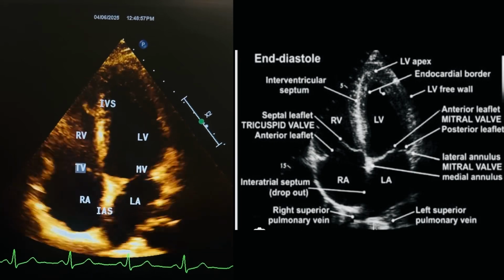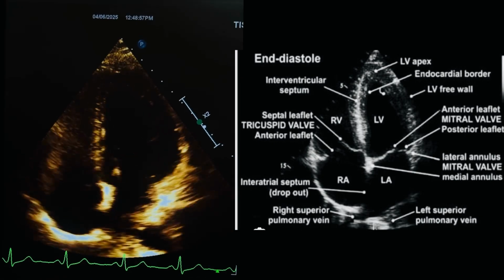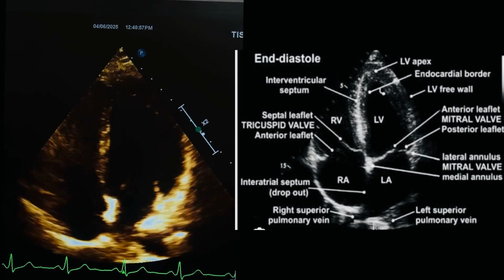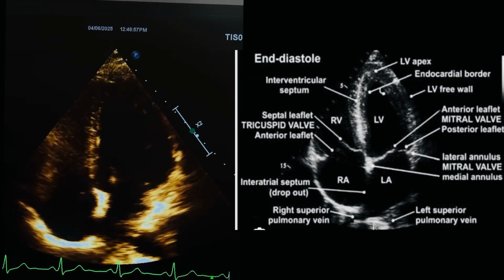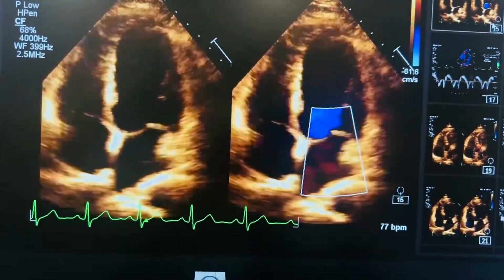Here is an apical 4 chamber view in action. The apical 4 chamber view displays all 4 chambers of the heart, the right and left atria and ventricles.